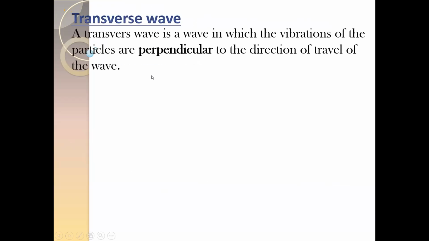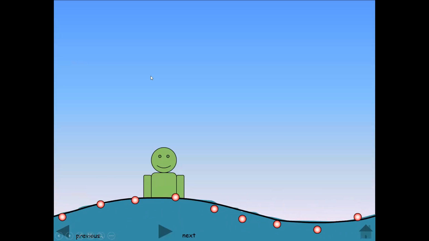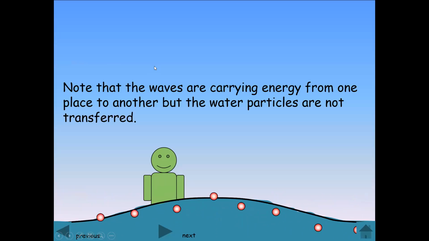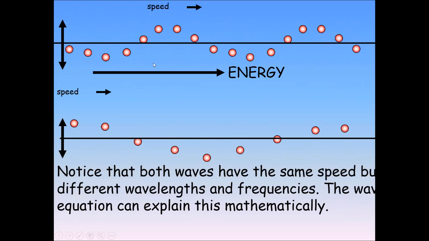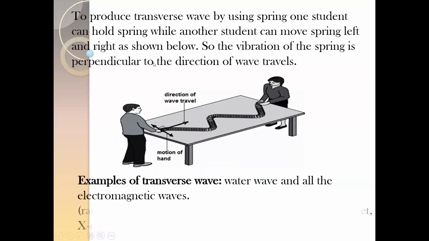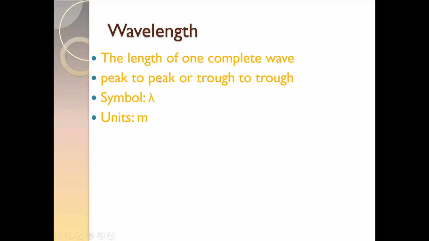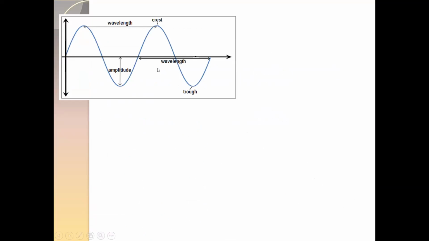Transverse means when the particles of the wave are vibrating perpendicular to the direction of the wave, like particles are moving up and down and the wave travels towards right or left, we call that transverse. These are some examples of the transverse wave. In a transverse wave, the height of the wave refers to the amplitude. The distance between two successive crests or troughs is known as the wavelength.